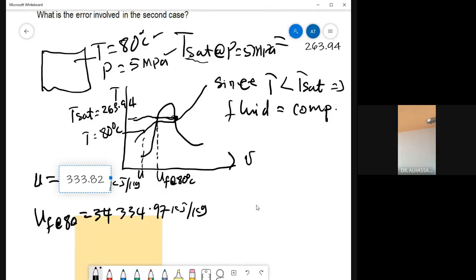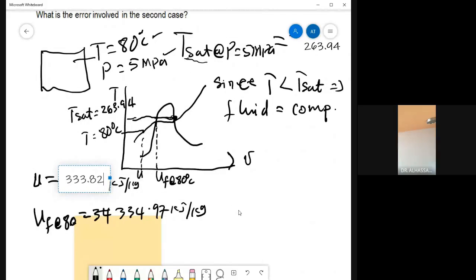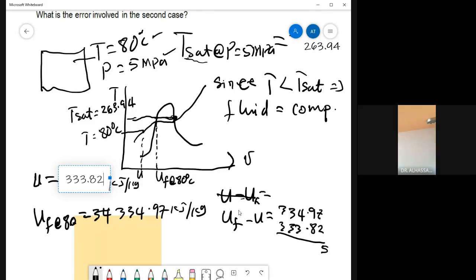Okay. So let us find the difference between the two. It is going to give us U, let's say U minus UF. Oh sorry, it should be instead UF minus U. That gives us 3.82. So this gives me 5, this gives me 1, and this gives me 1. So you see the difference. So the difference is 1.15.